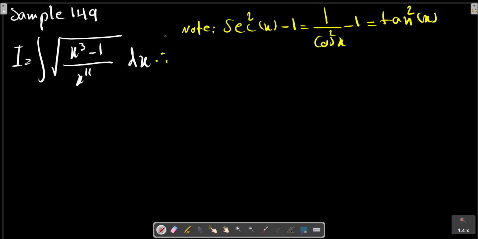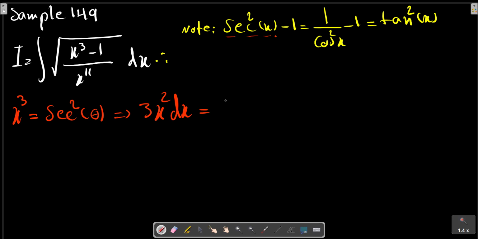So in this type of problem we should use, for example, the substitution x³ equals secant²θ, 3x² dx equals the integration of minus 2 sinθ secant³θ dθ.